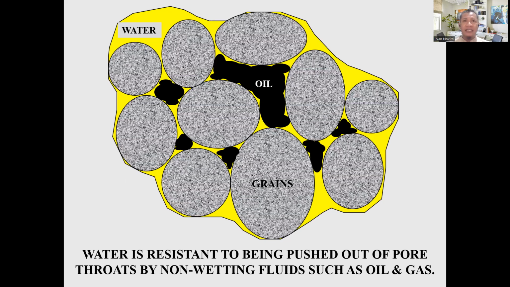Water doesn't easily get displaced from the narrow passages called pore throats by fluids like oil and gas, which do not mix well with water. The resistance to displacement occurs because water has a stronger affinity for the pore throat compared to non-wetting fluids like oil and gas.